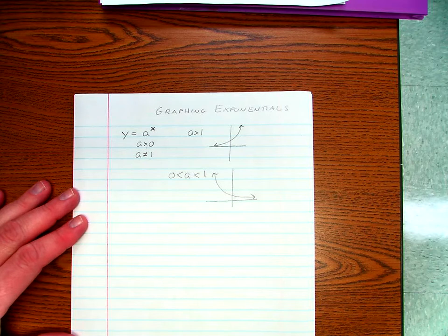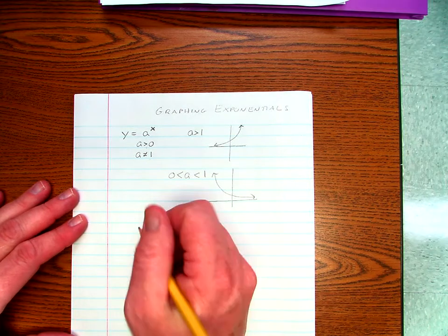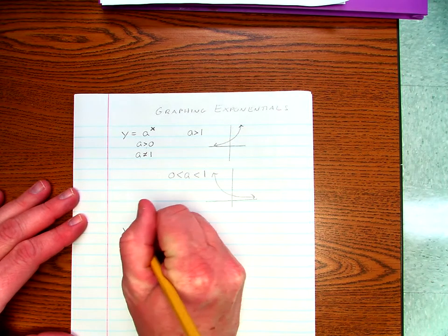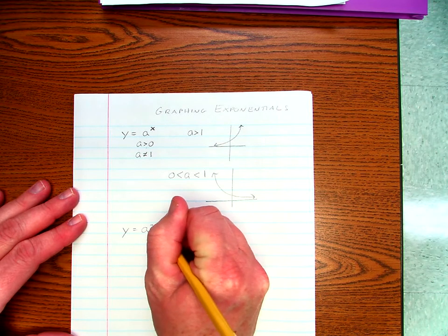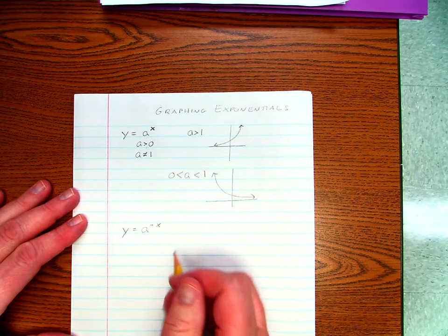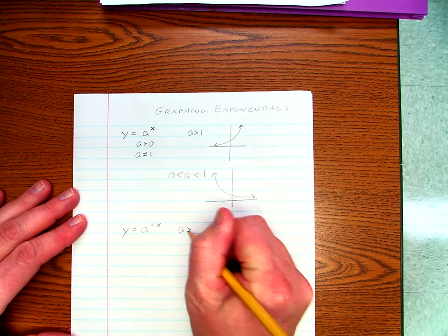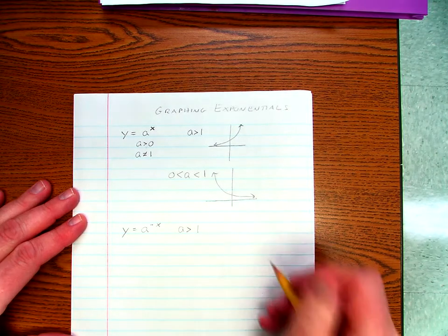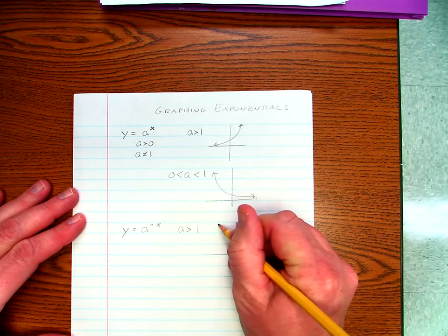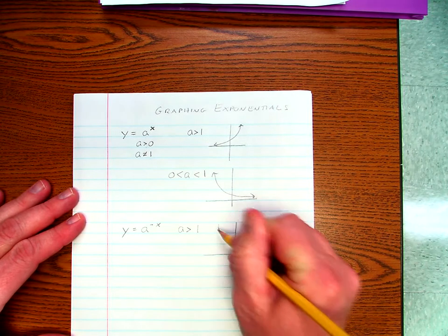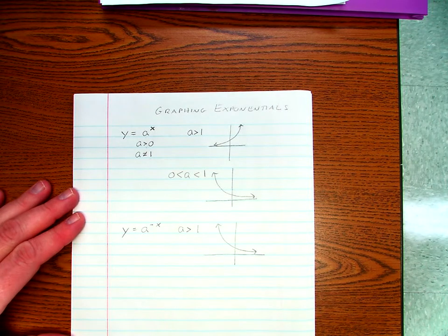Okay, other common variations that happen, if we take that exponent and give it a negative coefficient, but keep that a greater than 1, that will cause the graph to be decay instead of growth.